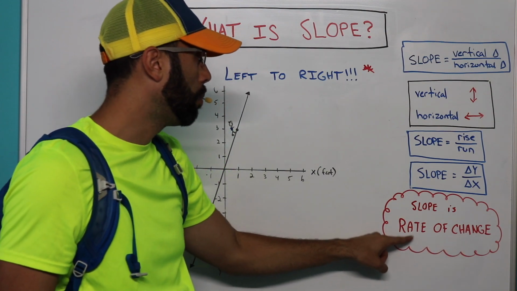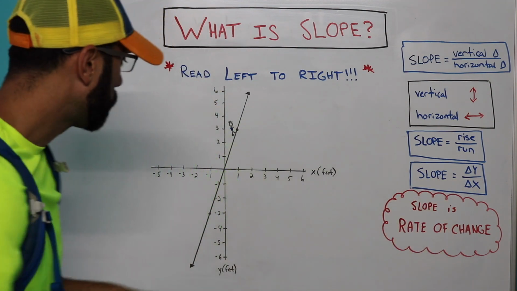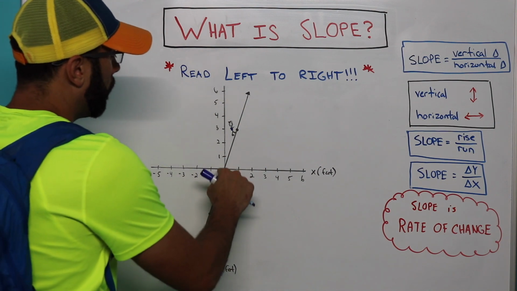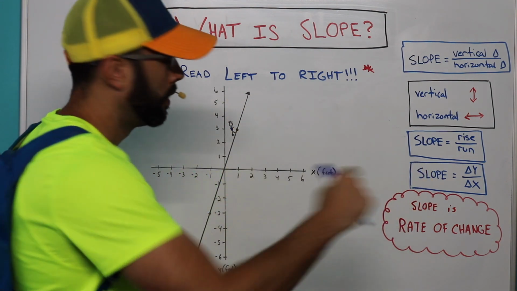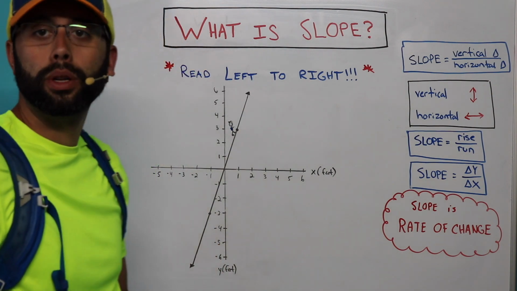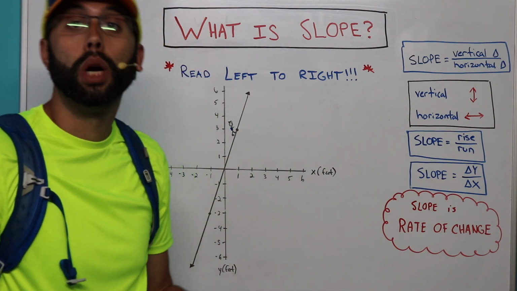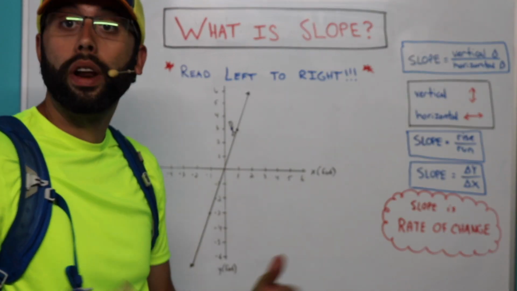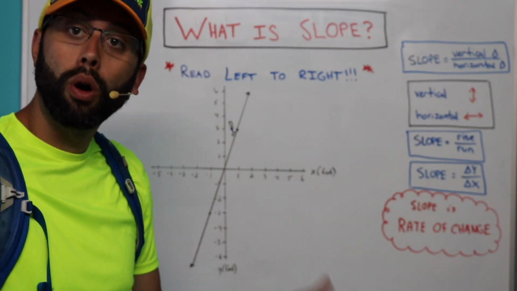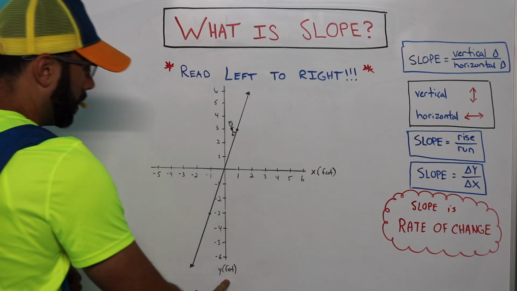So when I say slope, rate of change, meaning for every certain amount of feet I went up, I went a certain amount of feet this way. And a couple other examples, if it's snowing outside, it's snowing 3 inches per hour. I make $25 per hour. These are all rates of change right here. So as you can see, this is in feet and this is in feet.